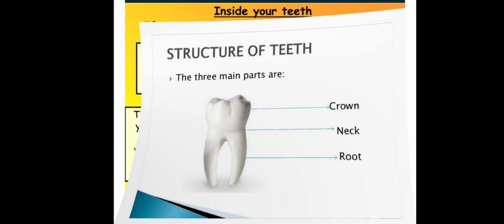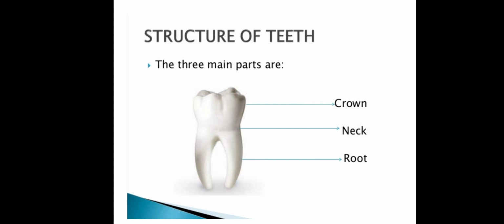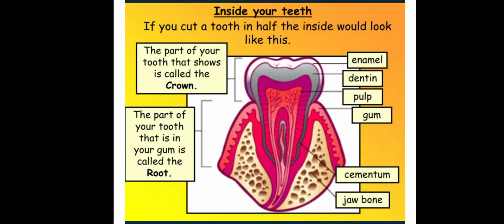Today we have learned the structure of a tooth. There are three main parts: the crown, neck, and the root. All right, the upper portion that is visible is the crown, and the lower portion that we have is the root. All right.